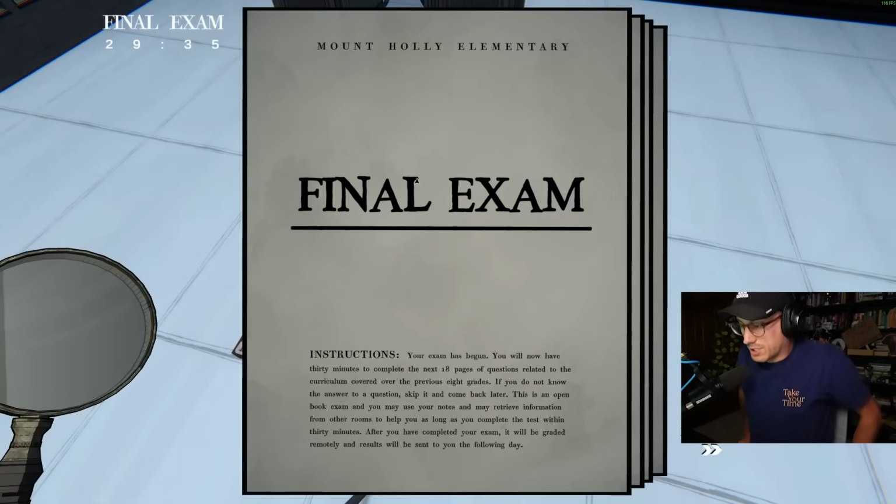If you do not know the answer to a question, skip it and come back later. This is an open book exam. You may use your notes, may retrieve information from other rooms to help you as long as you complete the test within 30 minutes. After you have completed your exam, it will be created remotely. Results will be sent to you the following day.